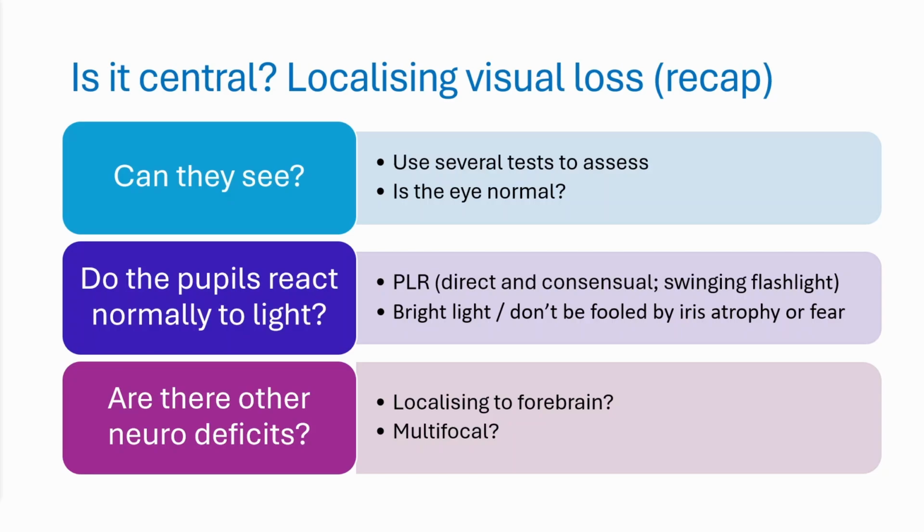And then you need to look at whether or not there are any other neurological deficits. And when we're looking at vision, we're particularly interested in other deficits that would localize to the forebrain, because of course most of the visual pathway is in the forebrain. And we're also interested in whether or not there are multifocal deficits.